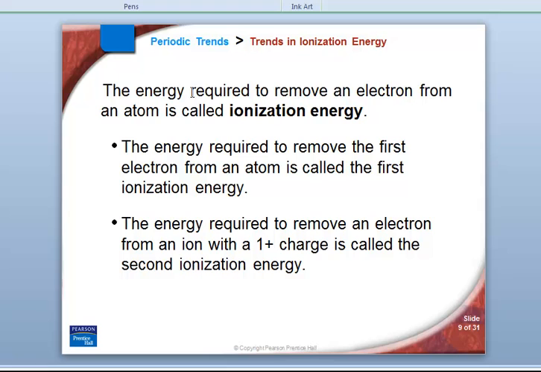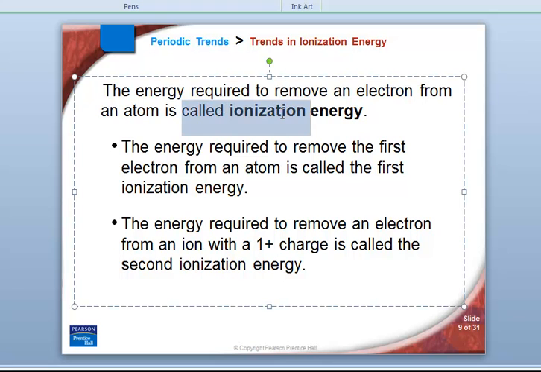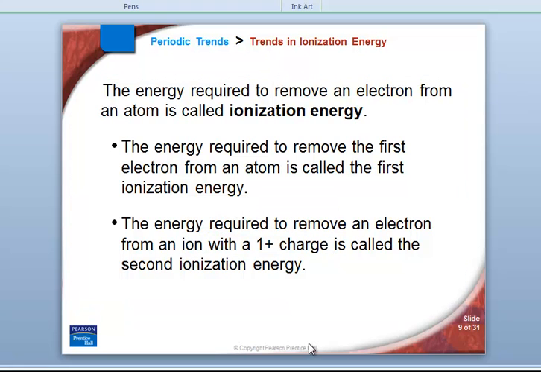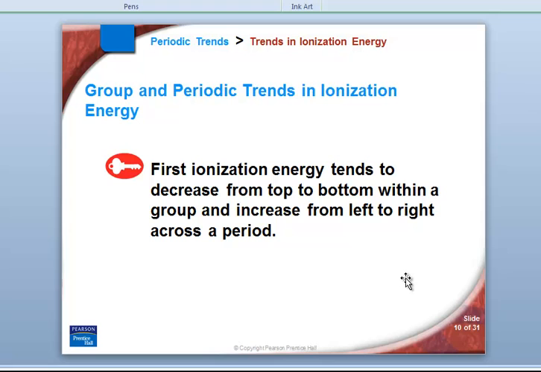This is just to summarize. Again, I just want to be sure that you're solid with the definition. The energy required to remove an electron from an atom is called the ionization energy. The energy required to remove the first electron from an atom is called the first ionization energy. The energy required to remove an electron from an atom with a 1+ charge is called the second ionization energy. This is a slightly different way of saying it, but it's exactly the same thing that I described earlier. Now the trends overall.